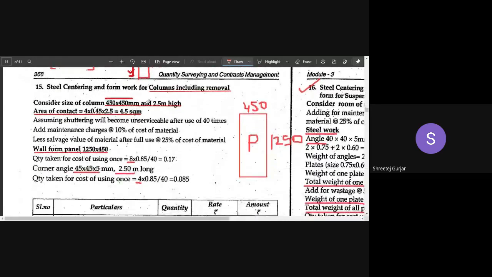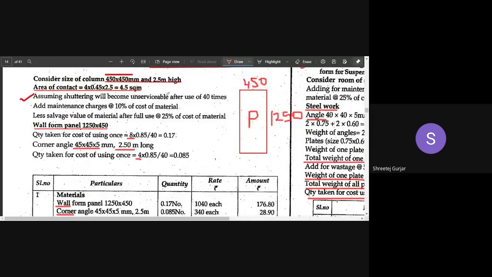Now, assuming shuttering will be serviceable for 40 times, and adding 10% charges, using these particular 3 statements we arrive at this particular constant, 0.85 by 40. So remember to multiply by this constant every time you are dealing with steel formwork. Do not directly use this constant. In the exam, you have to mention these statements and then use this constant.